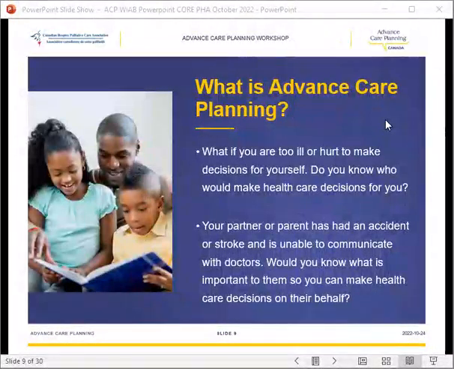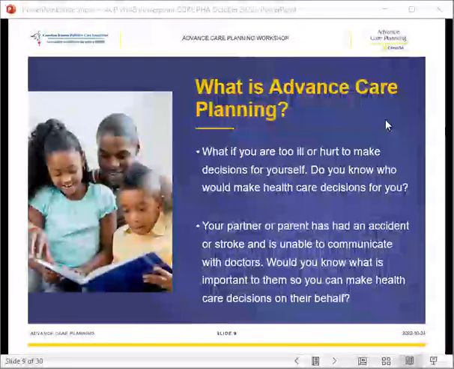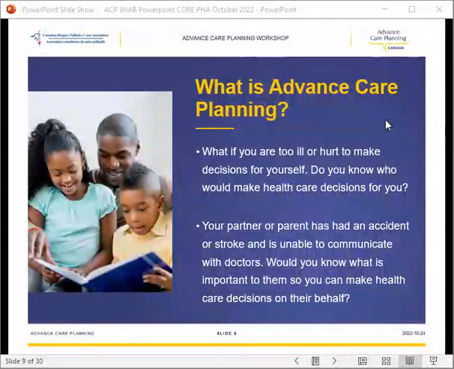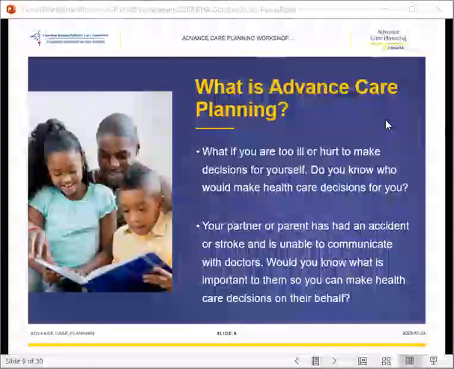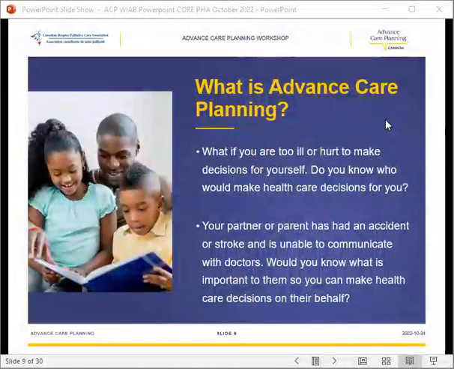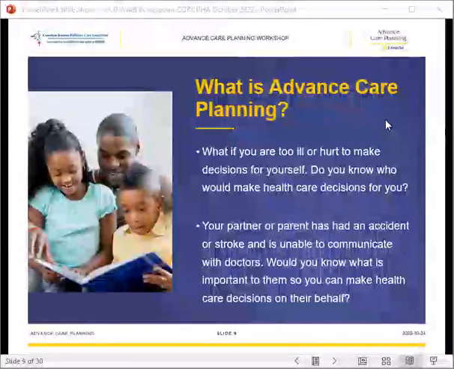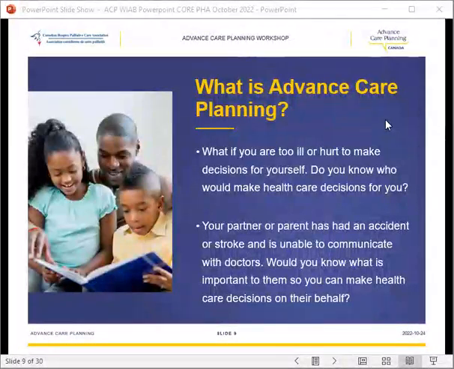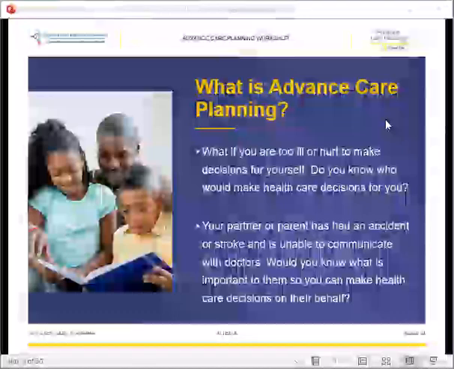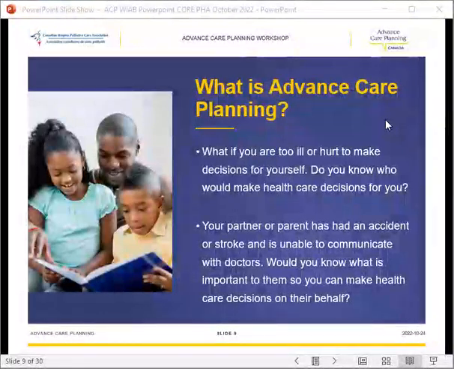And mental capacity is really having the understanding of a decision that needs to be made and the appreciation of that decision, whether it's maybe an acceptance of a treatment or even a refusal or a withdrawal of a treatment. So it's really the whole process of informed decision making.